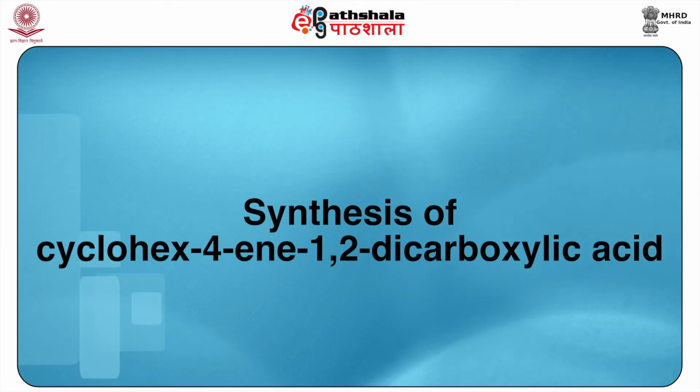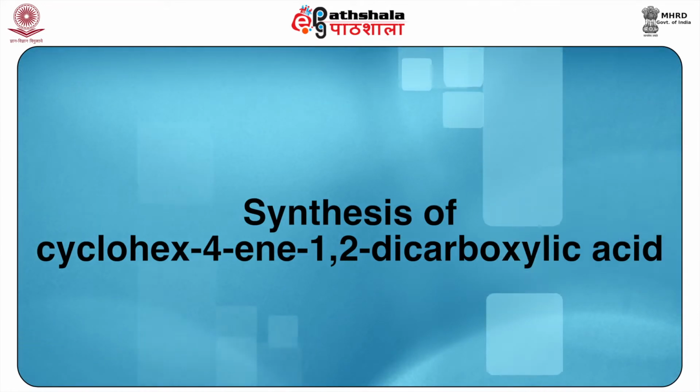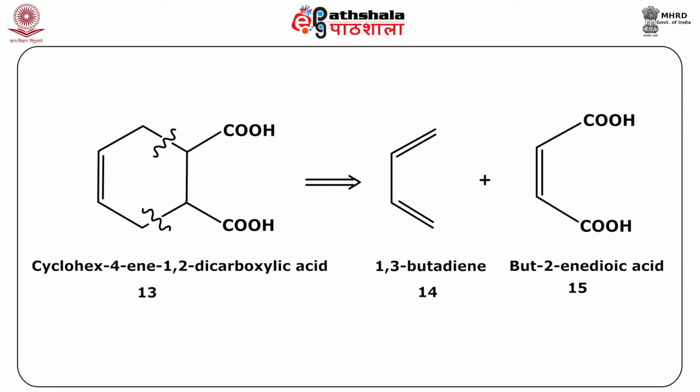Synthesis of cyclohex-4-ene-1,2-dicarboxylic acid. The retrosynthetic analysis and approach of cyclohex-4-ene-1,2-dicarboxylic acid is shown here in the figure. The disconnection approach explains that the cycloaddition of a diene and an ene can build a cyclohexane ring. As can be seen, the cleavage of 2 carbon-carbon bonds takes place, leading to the formation of a diene structure and an oic acid splitting out as a second fragment.